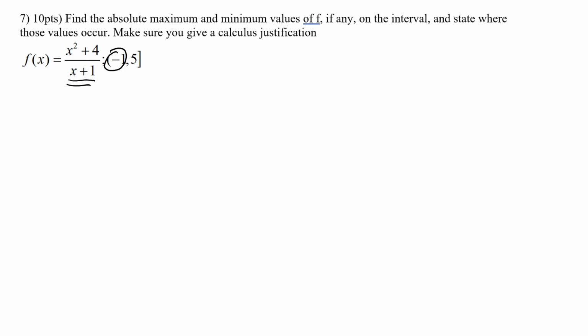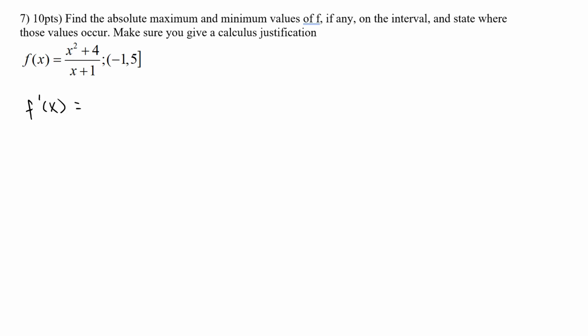There is no absolute maximum because you can just keep getting bigger and bigger as you get closer and closer to -1. But that doesn't mean we don't have a relative minimum, right? I'm sorry, an absolute minimum. So again, what we should do is look for the critical points.